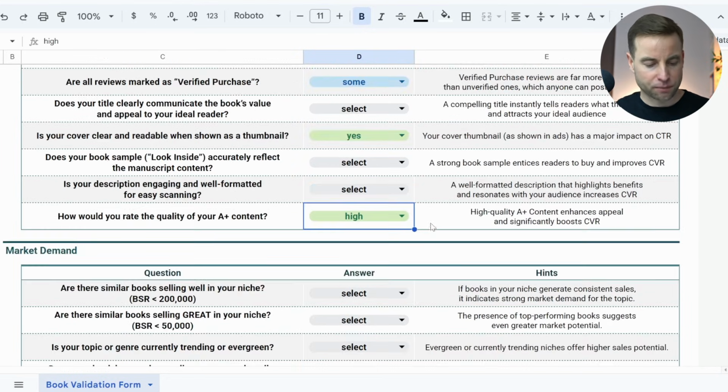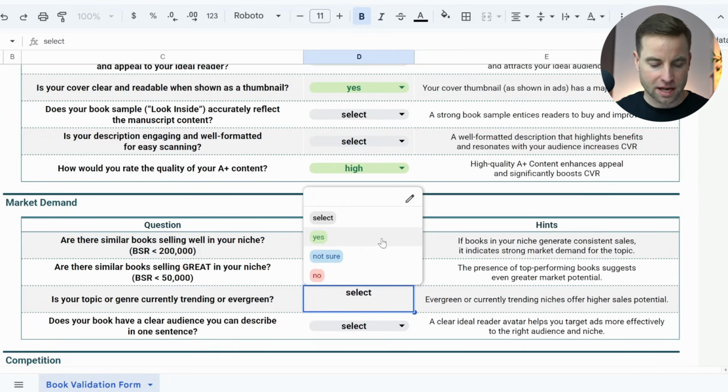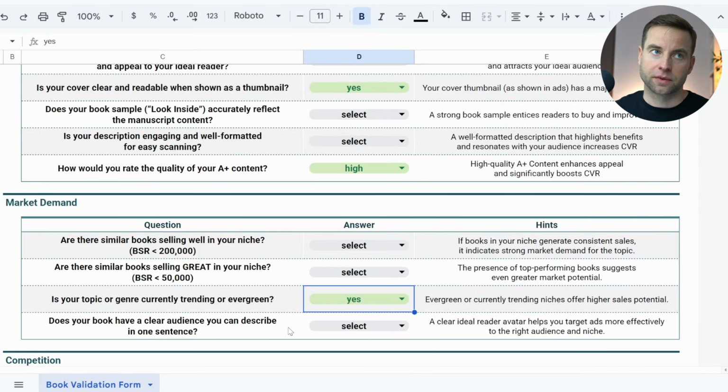The next section, market demand, is making sure that we are in the niche where demand is, basically. So we have to look at our competitors and see if there are books that are selling well, or there are bestsellers with really good BSRs. And also, is your topic trending or evergreen? Is your book talking to some defined audience? Because it is a lot easier to advertise if you have a defined ideal reader avatar, because you can focus your ads and keywords on that narrow niche, instead of advertising to basically everyone on Amazon.